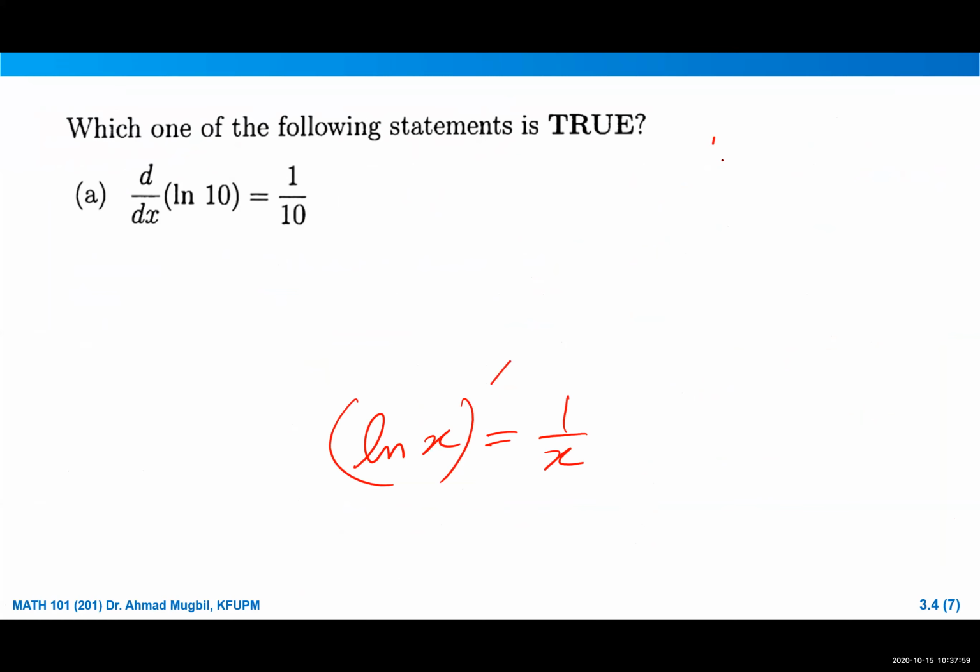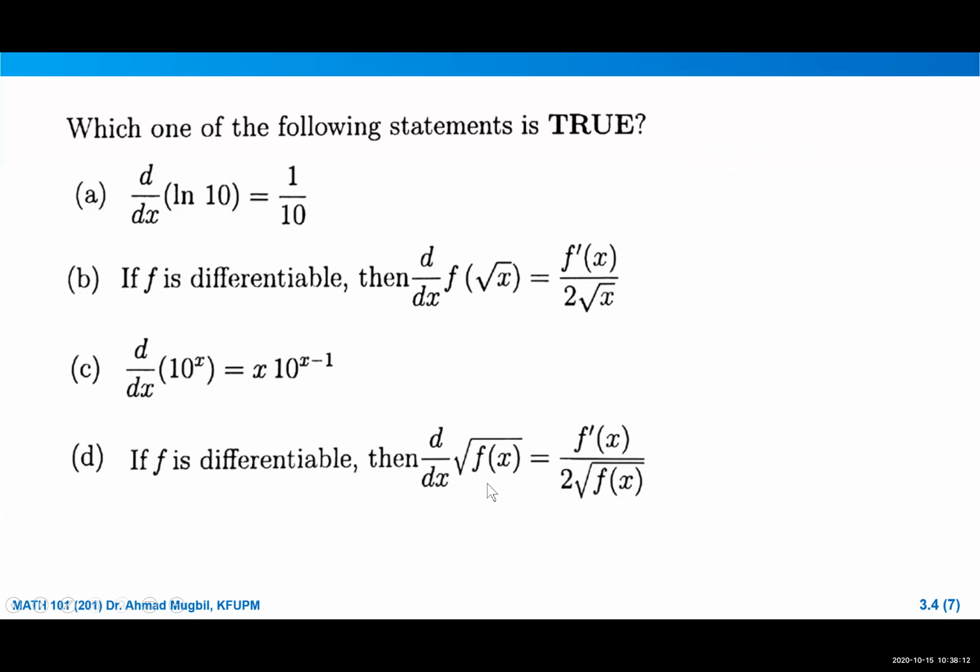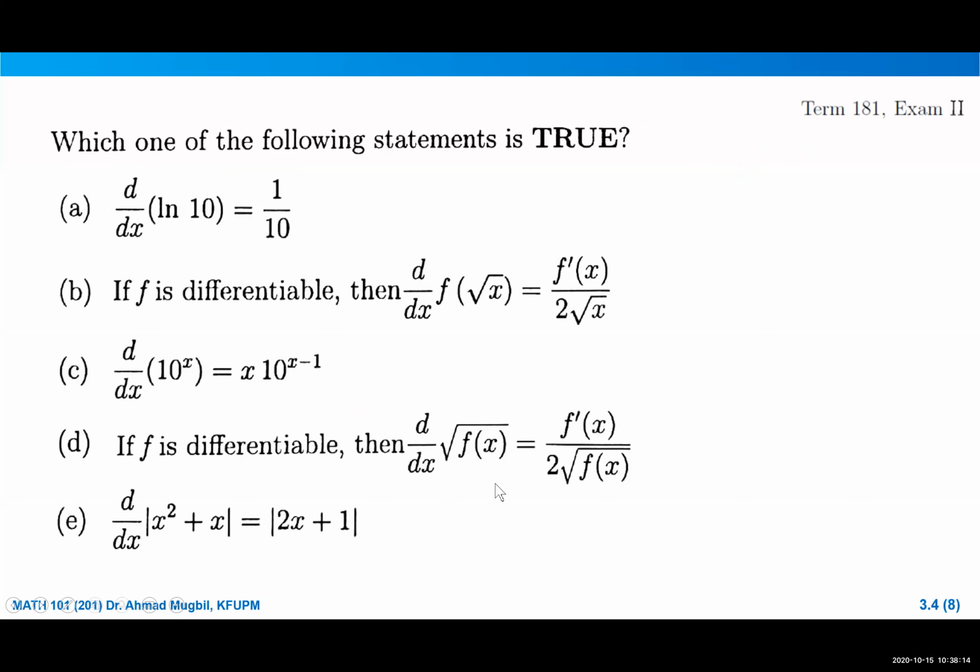But the ln 10 is a number. Is there x here, ya shabab? Do we have x here? We don't have x. So what is the derivative of this? 0. It will be 0. Let me go to the next slide. So the derivative of this one, ya shabab, is 0 because the derivative of any constant is 0.